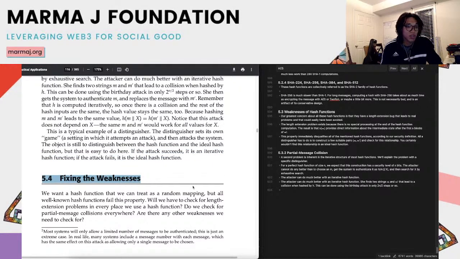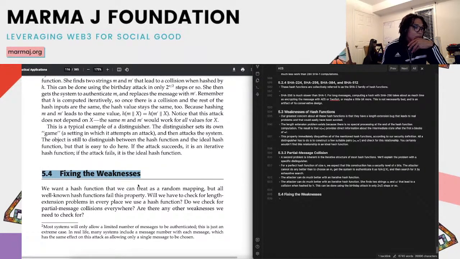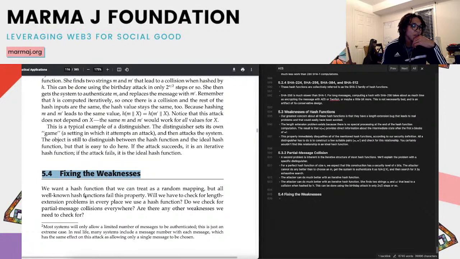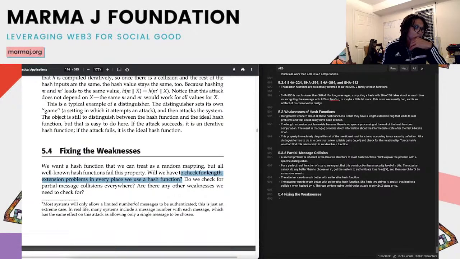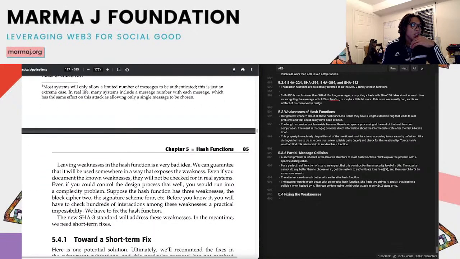Fixing the weaknesses. So I guess, yeah. How do you get rid of this iterative property? We want a hash function that we can treat as a random mapping, but all well-known hash functions fail this property. Well, we have to check for limitation problems in every place we use a hash function. Do we check for partial message collisions everywhere? Are there any other weaknesses we need to check for?